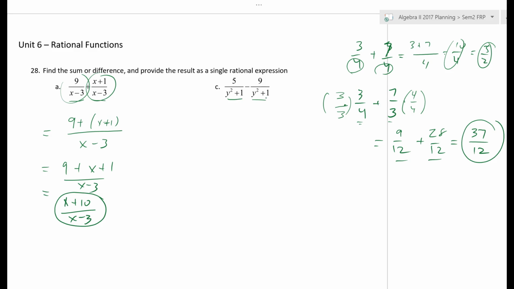Here, C is another situation where you just have the same common denominator. So I can go ahead and just start with that. I don't have to do any of this funny form of 1 stuff. Now, you have to be a little careful there. We're subtracting. So if I'm subtracting 2, I have to make sure to subtract those numerators as well. This is just going to be -4 over y squared plus 1.